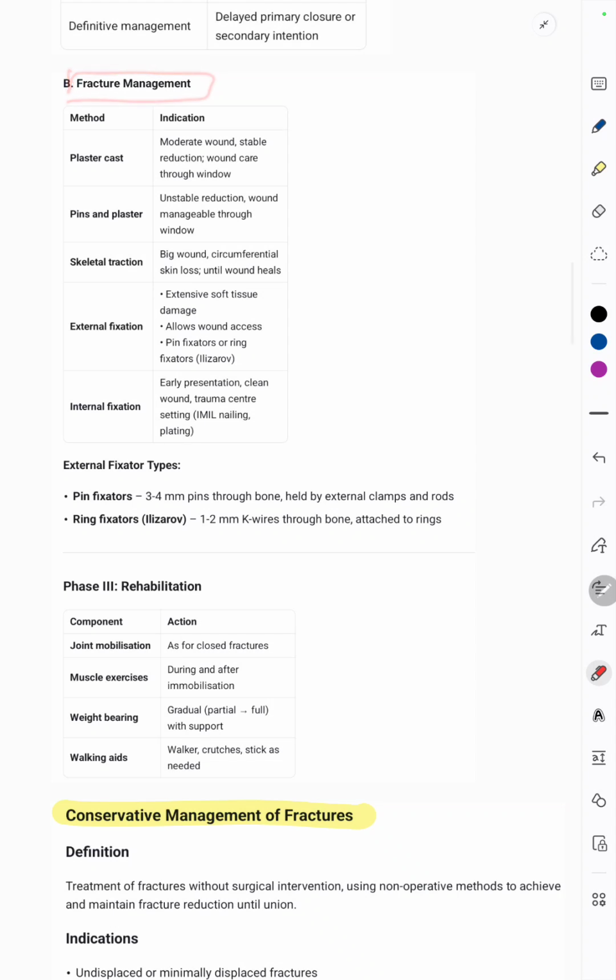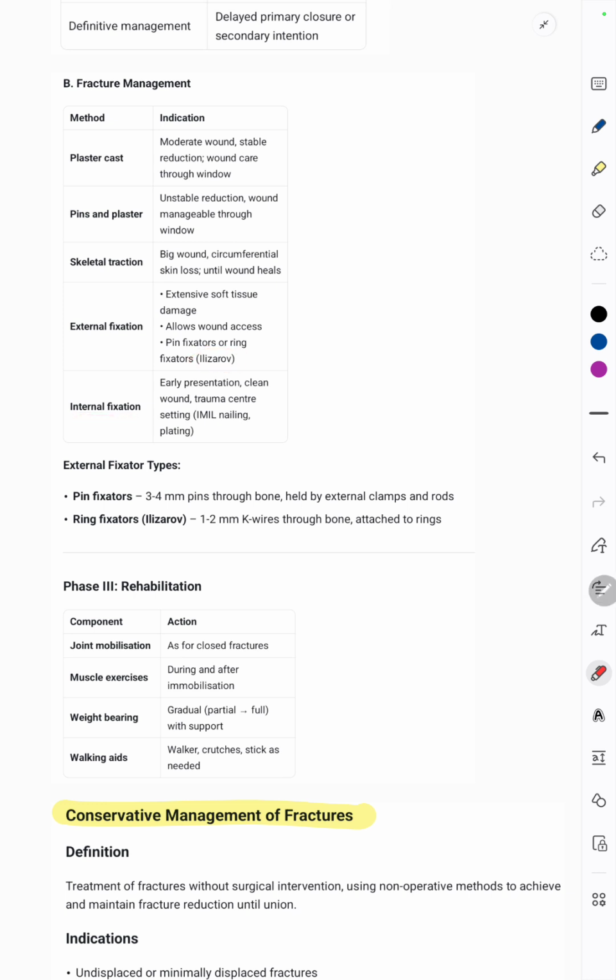Then the next is fracture management. We can use a plaster cast. The plaster cast is used in moderate wounds and helps with stable reduction. Then pins and plaster are used when there is unstable reduction. Then skeletal traction should be used. Skeletal traction is generally used for big wounds where circumferential skin loss is present. Then external fixation. External fixation is generally done when there is extensive soft tissue damage, and it allows wound access. It is done with the help of pins or ring fixators, that is the Ilizarov technique.